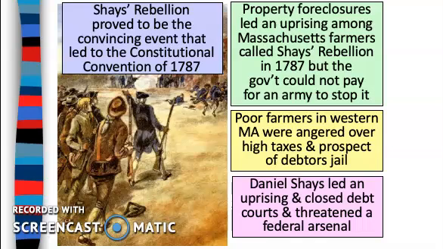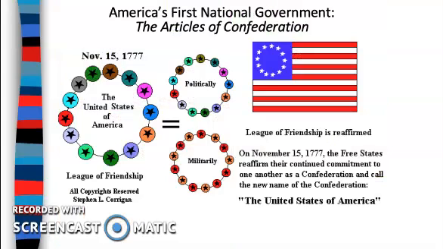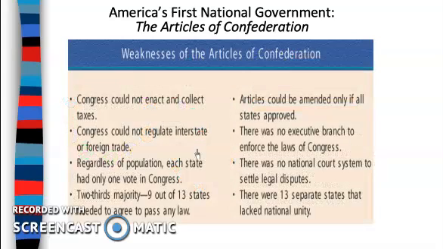It is because of Shays Rebellion that people realize that the Articles of Confederation are too weak, and we need a government that is stronger. So once again, in review, the Articles of Confederation, our League of Friendship, was something that was incredibly weak. Congress couldn't tax, the number one issue.